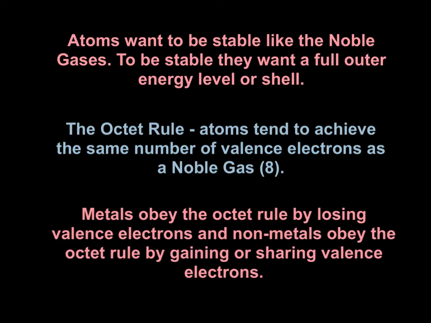Atoms tend to achieve the same number of valence electrons as a noble gas, meaning they tend to end up with 8 valence electrons. The way they do this is different depending on whether they are metals or nonmetals. Recall from the previous chapter that metals are to the left of the staircase on the periodic table. Metals obey the Octet Rule by losing valence electrons. Nonmetals are to the right of the staircase on the periodic table, and they obey the Octet Rule by gaining or sharing electrons. And we'll get a little more into this here in a few slides.